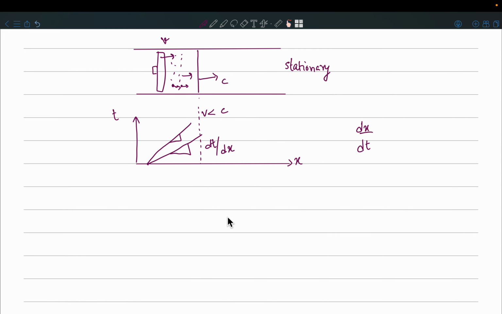Okay, so moving gas analysis means I am looking at the gas when it is moving. Now I will do a stationary gas analysis, which says that I am going to look at the gas from a frame of reference from which it will look stationary to me. So I am just changing my frame of reference. Are you understanding?